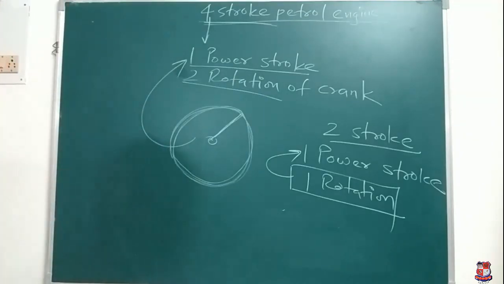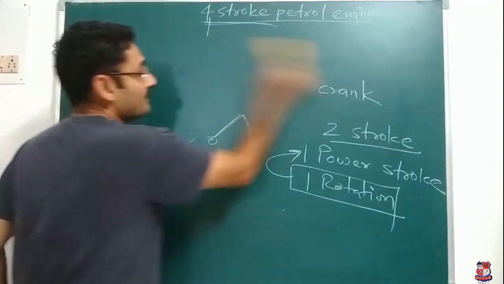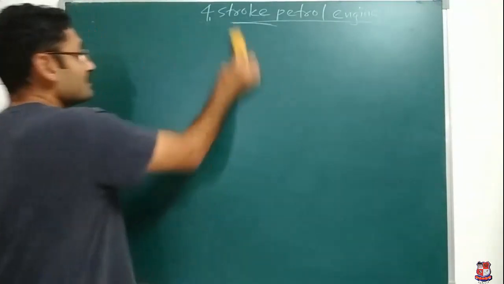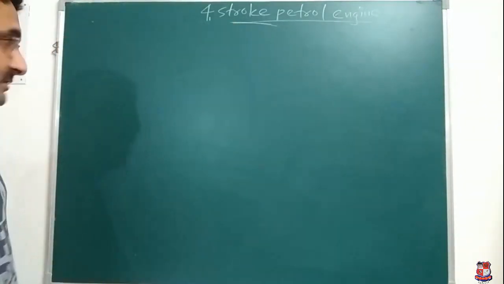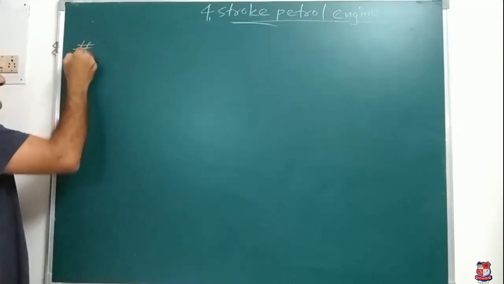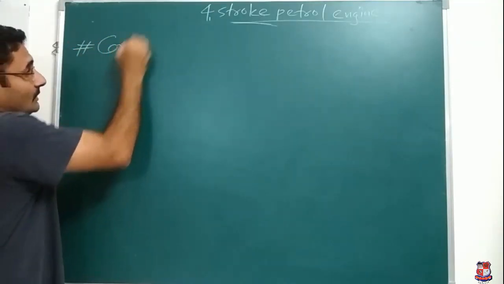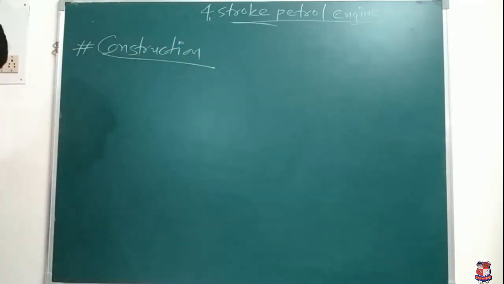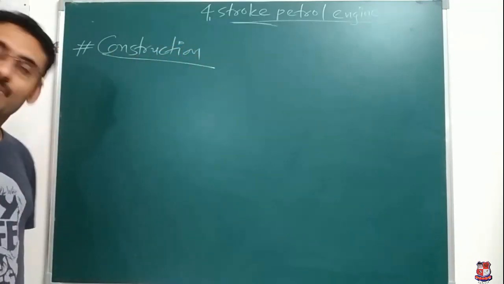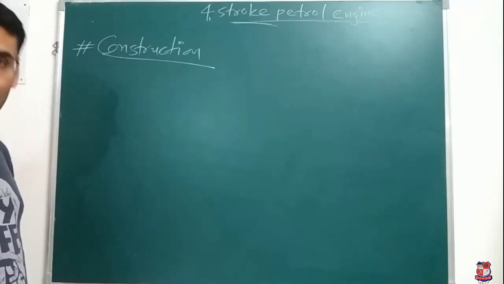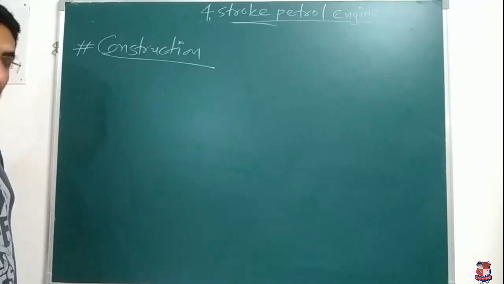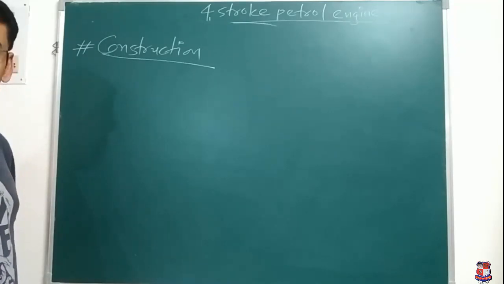Now onwards, we will start with the working principle of the 4-stroke petrol engine. But before starting the working principle, we will first see its construction. We will understand the construction and then we will go for the working principle. Then we will understand how the 4-stroke petrol engine works. So in construction, different parts are there that you have to remember.